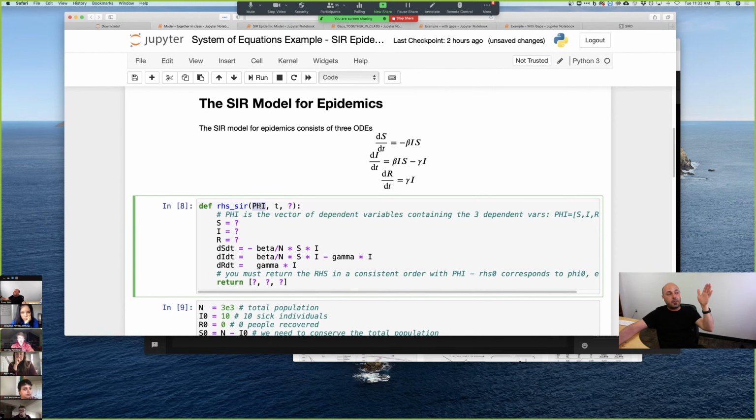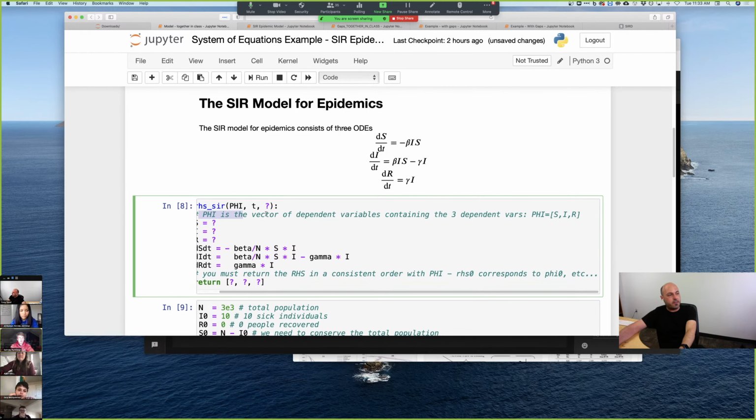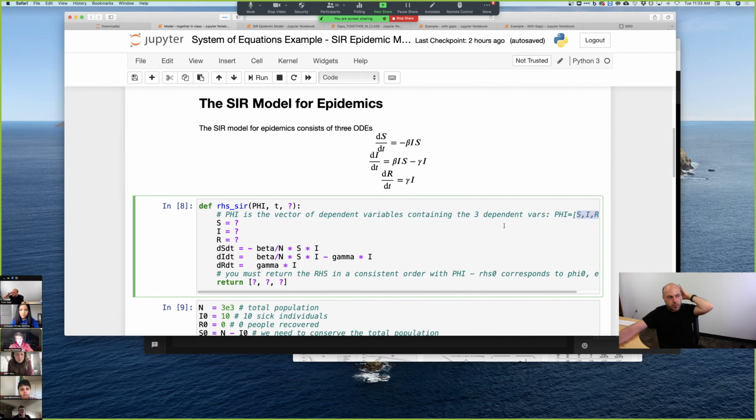Or in our case, it's going to be S, I, and R, because that's how we're assuming we're solving them. So notice here the comment: phi is the vector of dependent variables containing the three dependent variables S, I, R. We can immediately assume that's by construction, because that's how we are intending on building our system of equations.